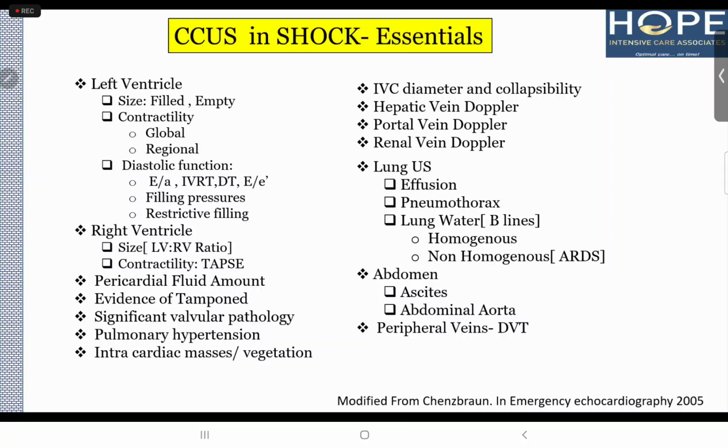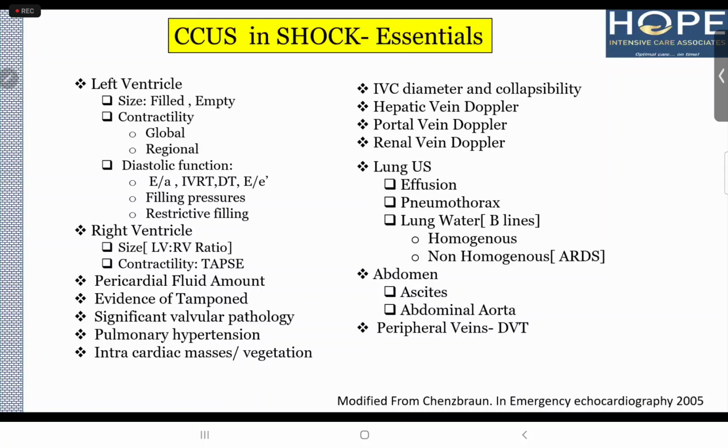When you interrogate the left ventricle, we usually start with size, whether it is filled or empty. Then look at the contractility, whether it is globally depressed or the patient has regional function abnormality as well. Then have an idea about the E by A ratio and filling pressures, whether it is restrictive filling, and even look at the LA diameter to see whether the patient has diastolic dysfunction and whether it is a restrictive or normal filling pattern.